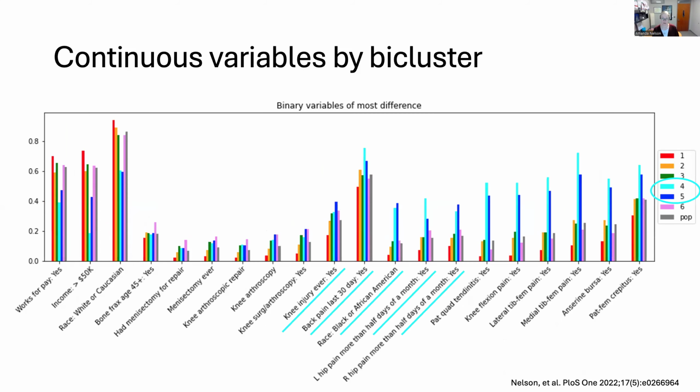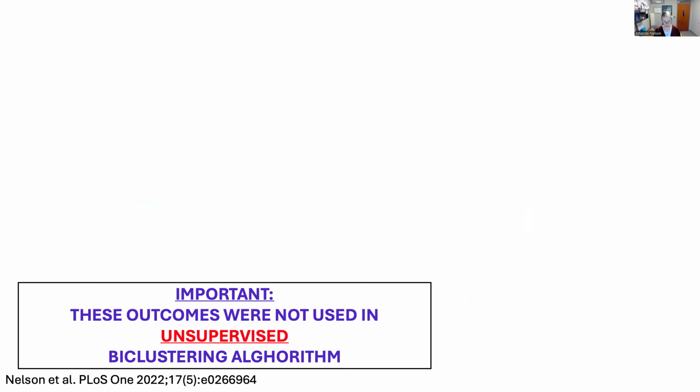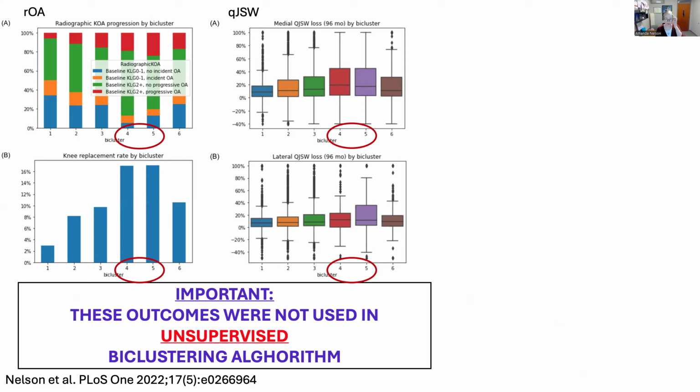So then if we take those biclusters developed at baseline and look at the outcomes, which were not used in the algorithm, which is really important, right? If you sort of throw in all the variables, including the outcomes, then you've kind of biased your results. So these features were not included in the biclustering algorithm itself. But if we now look at those 2 biclusters that seem to have the poorer prognostic features, we see that they're also more likely to have OA, they're more likely to have progressive OA, they're more likely to end up getting a knee replacement at 48 months.